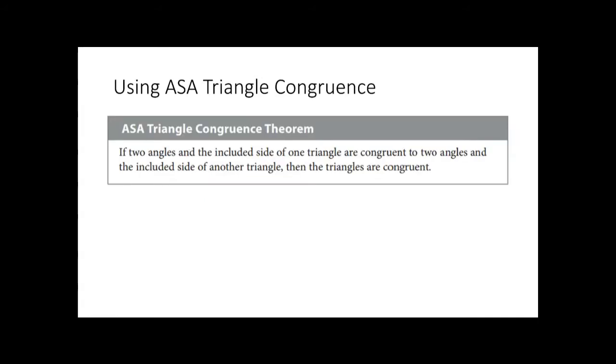All right, so again, there's the theorem and its definition. If you have two angles and the included side of one triangle that are congruent to two other angles and an included side from another triangle, then the triangles are congruent. Basically, it's just like the picture I showed you on the last slide.